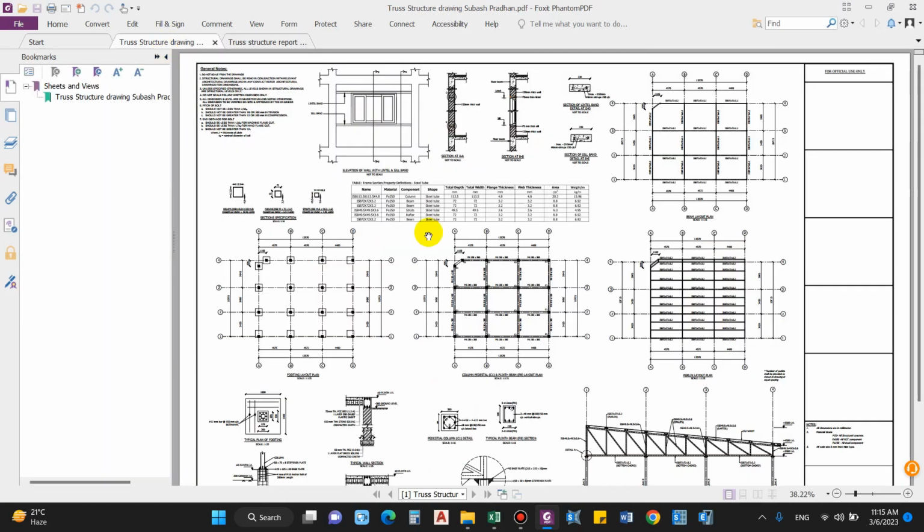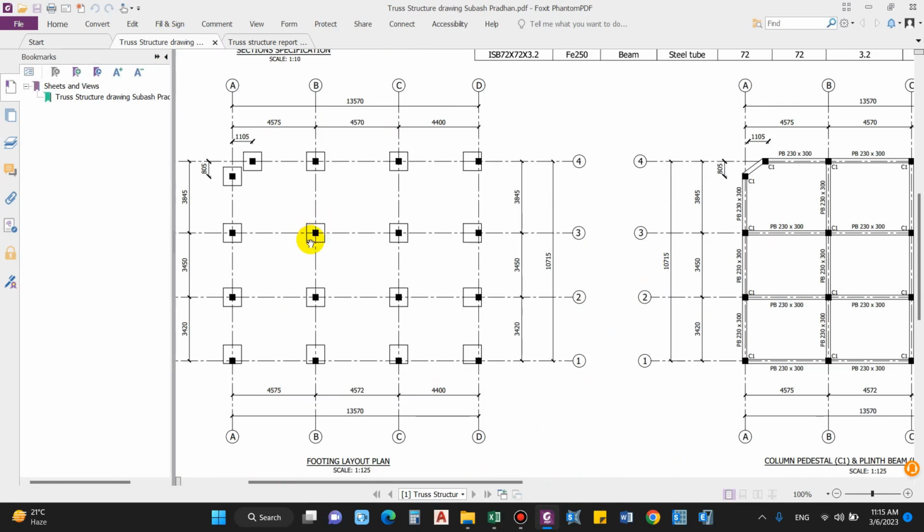Looking at the plan, you can see these are all concentric isolated footings. In some cases there is eccentricity. Here you can see these are eccentric. These are the face columns and these are the edge columns. So we'll design either as per the requirement. Let us check for this.